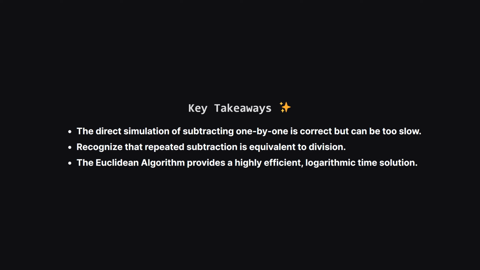So let's quickly recap the main points. The first, most obvious approach of just simulating the subtractions works, but it can hit a time limit if the numbers are far apart. The key takeaway is realizing that a long chain of subtractions can be replaced by a single division and a modulo operation. This insight, which is the core of the Euclidean algorithm, gives us a super fast and efficient solution.